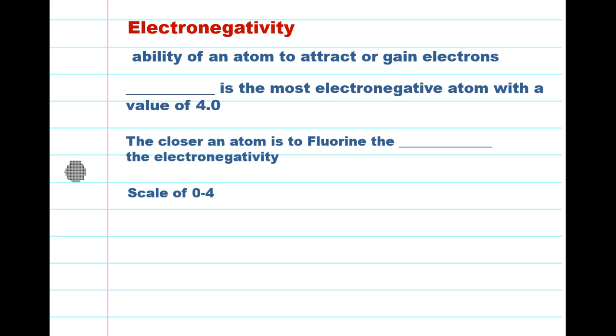And by this time, you should probably figure out what that trend is going to be. Fluorine is the most electronegative atom with a value of 4.0. Scientists, chemists have arbitrarily given fluorine that number. The closer an atom is to fluorine, the greater the electronegativity is going to be. So it's rated on a scale of 0 to 4.